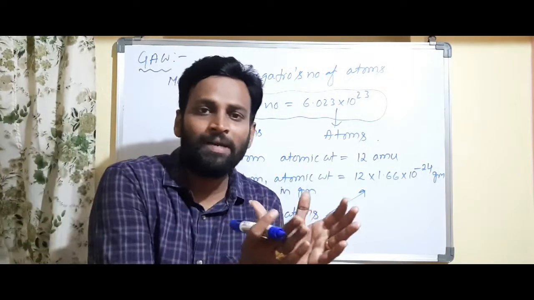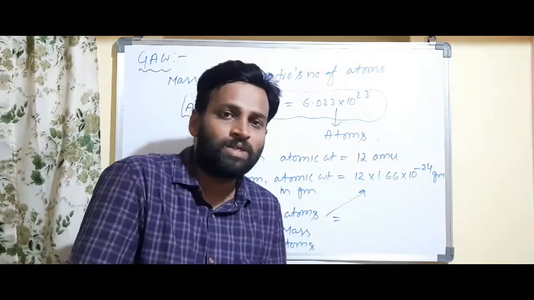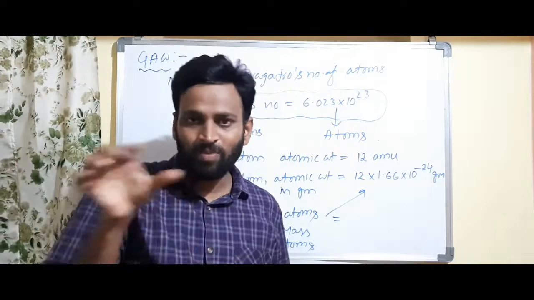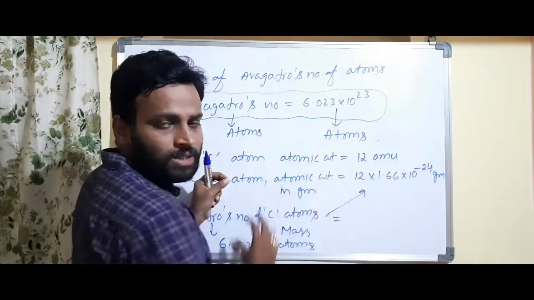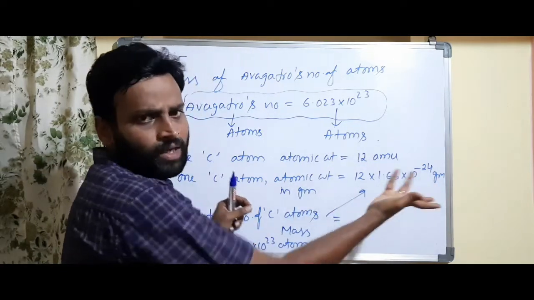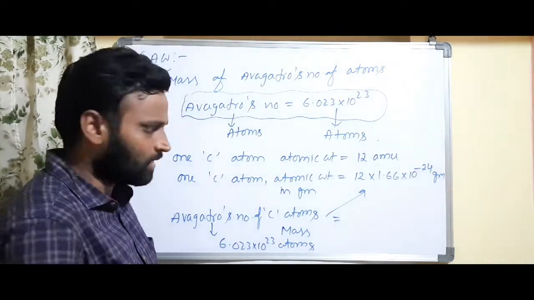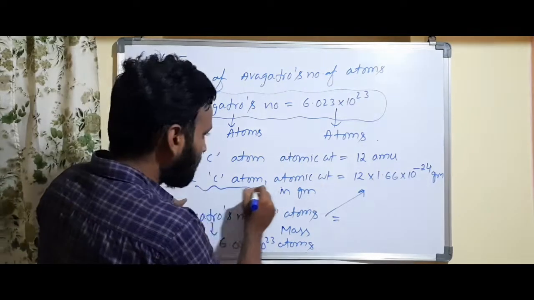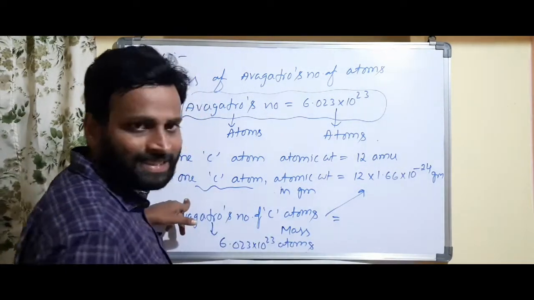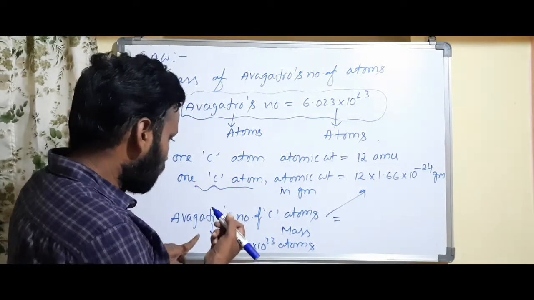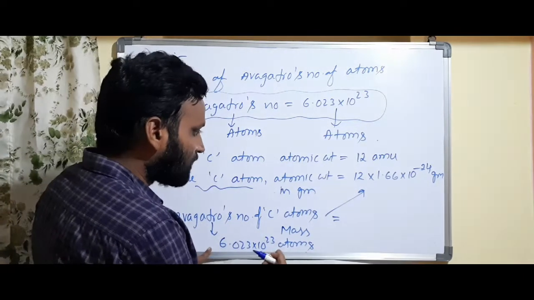Same as this: one apple costs 10 rupees. For 10 apples, what will you do? 10 into 10. You will cross multiply or not? One apple 10 rupees, 10 apples cost how much? 10 into 10. Getting what I am saying? So one carbon atom mass is 12 into 1.66 into 10 power minus 24, but for Avogadro number of carbon atoms mass.